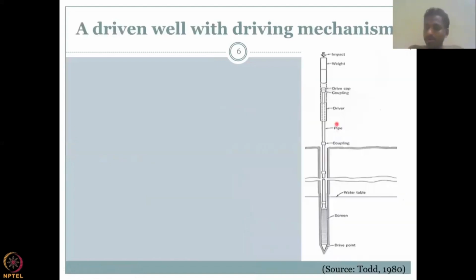The next well we're going to see is the driven type, a driven well with a driving mechanism. Let me go through how it is done. You have a ground layer, and then this is your drive point. A drive point is something like a big nail, with a coupling on this side.